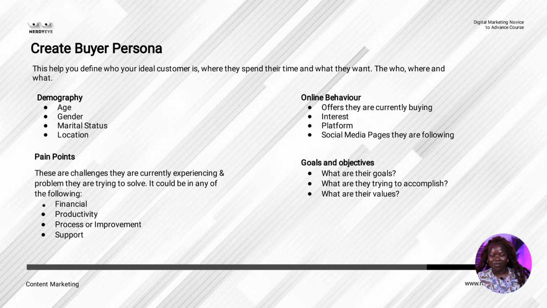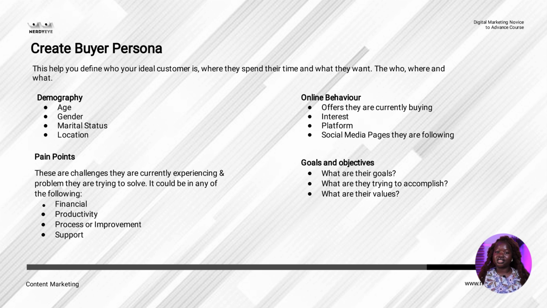Now, in order to create a perfect buyer persona, you need to use different categories. The first one is your demography. This identifies your customer's age, gender, marital status, and location. Their online behavior can also be looked into. For example, do you have offers that they are currently buying, or do they have certain interests? Are they on different platforms that you're looking into, or do they have social media pages that they follow?